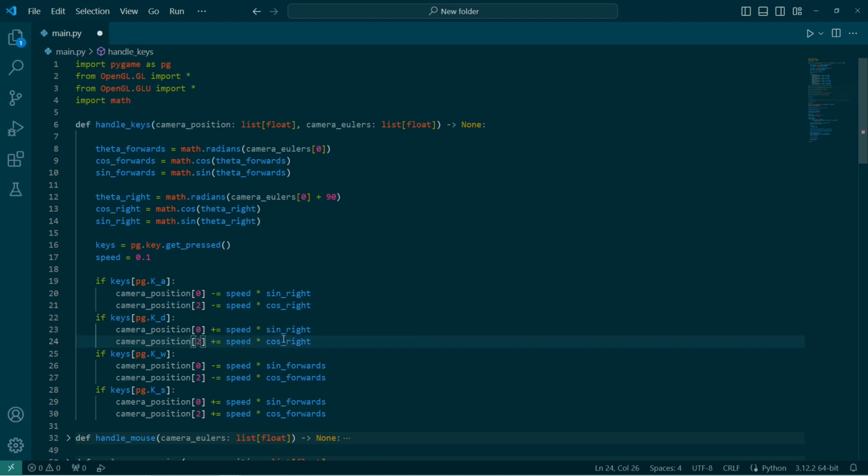The sine component modifies the x-coordinate. The cosine component modifies the z-coordinate, so forwards and backwards. And height is never going to change, so we're not going to go walking into the sky or something. So we can sort of give this a go.